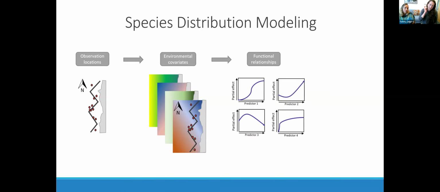And what this does, this is sort of a simplified cartoon way of looking at it, but it allows you to say, okay, considering where this animal is and all of the things happening in the environment that we can measure, what is the relationship between, say, predictor one, temperature, and the density of this animal? And by doing this in this sort of multivariate space, you can get these functional relationships between where you're likely to see an animal and the environmental conditions you're likely to see an animal in.